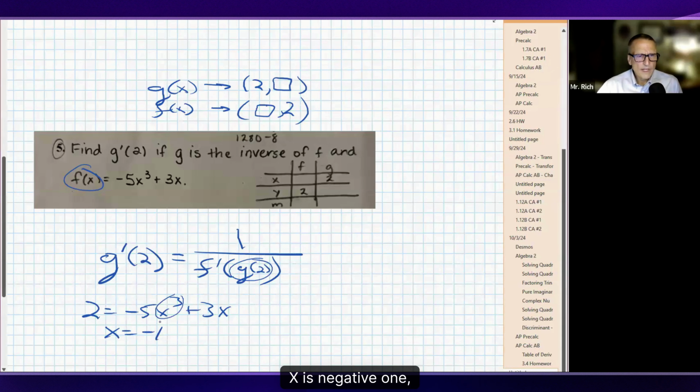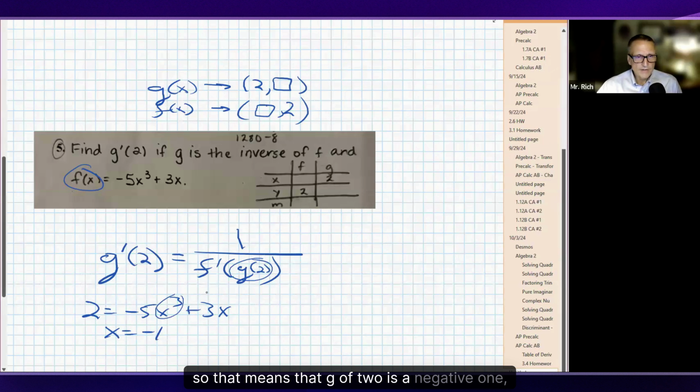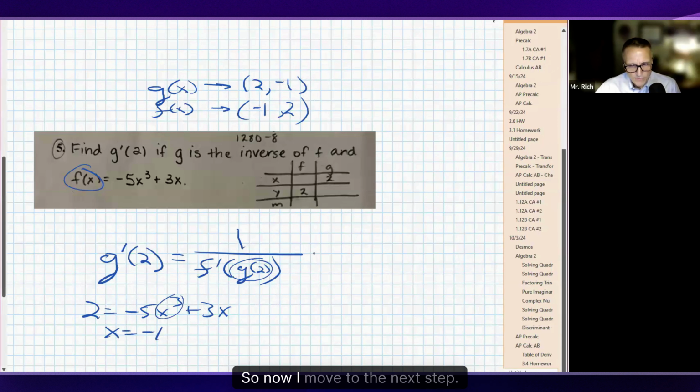X is -1. So that means that g of 2 is -1, because I just found out that when y is 2 in f of x, the x value is -1. So that point must be on the inverse function g of x. So now I move to the next step. It's 1 over f prime of -1.